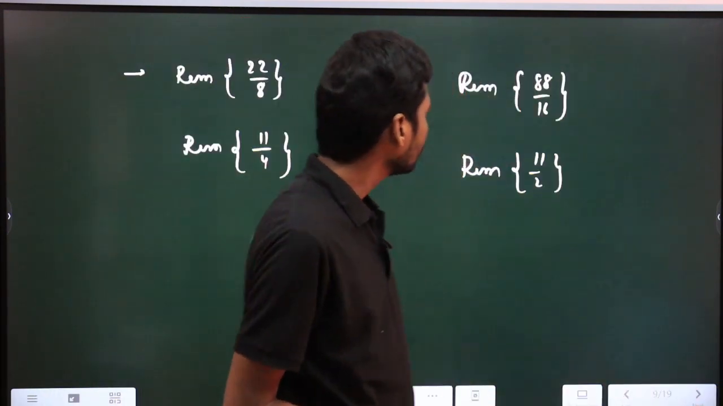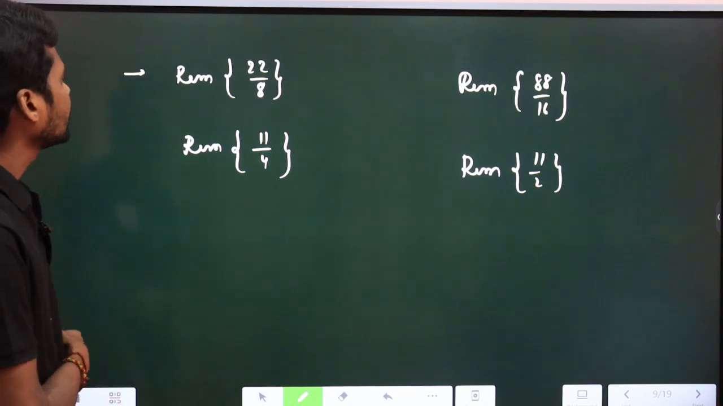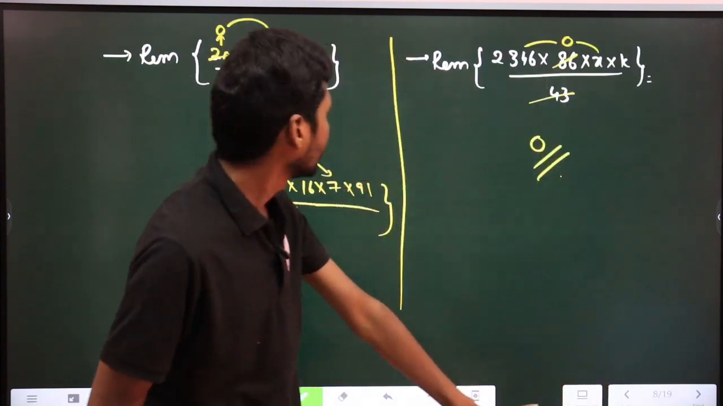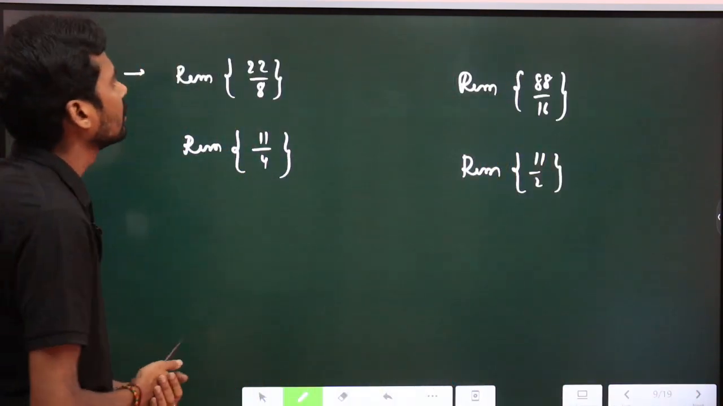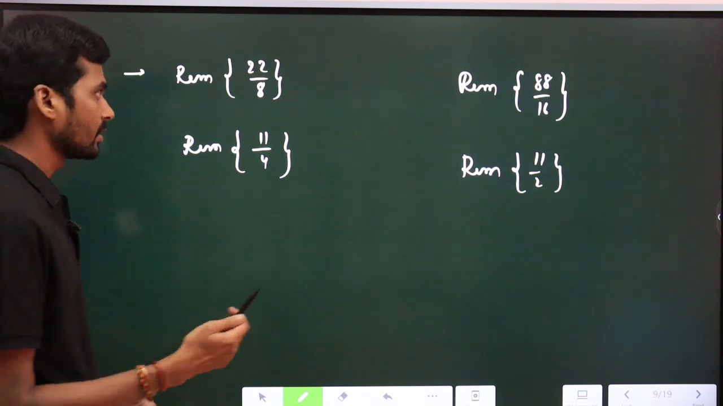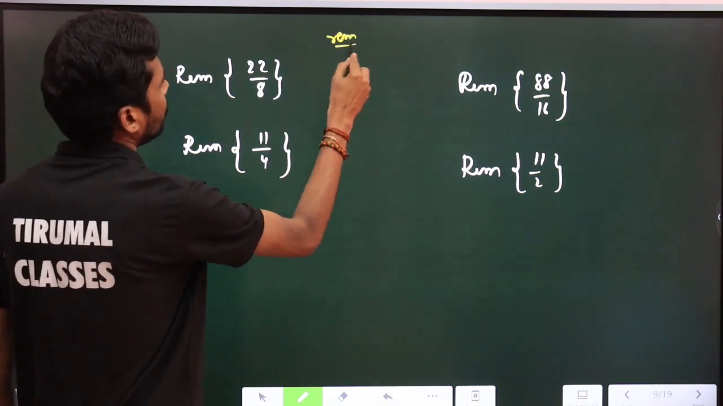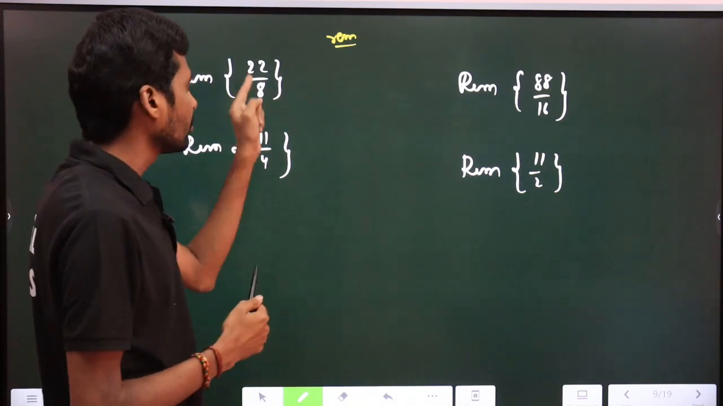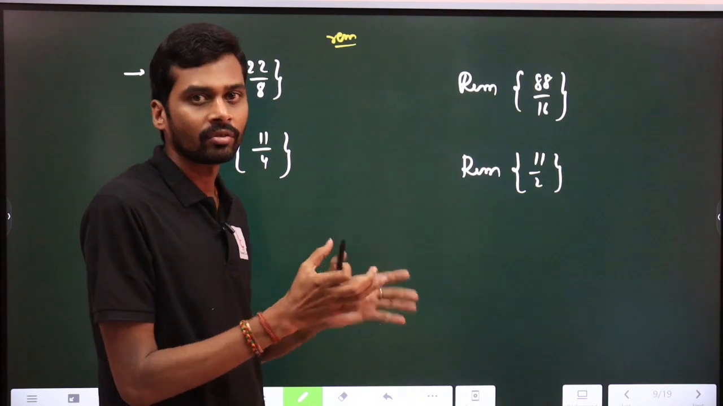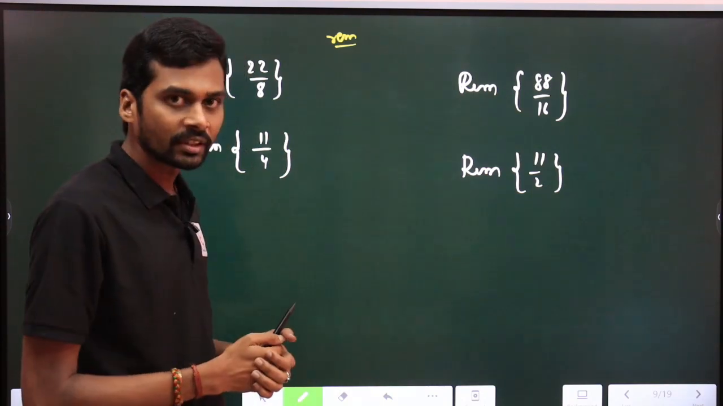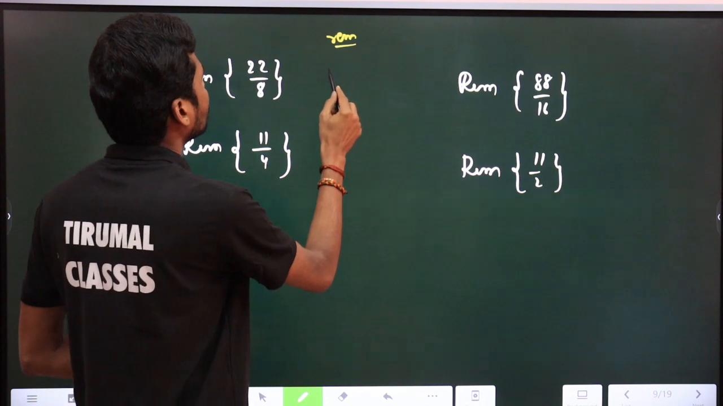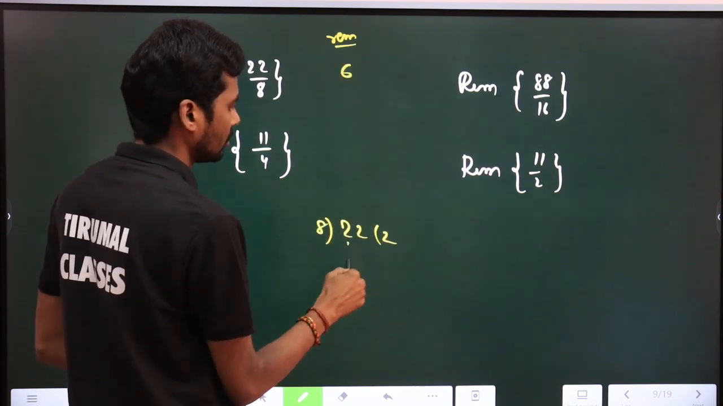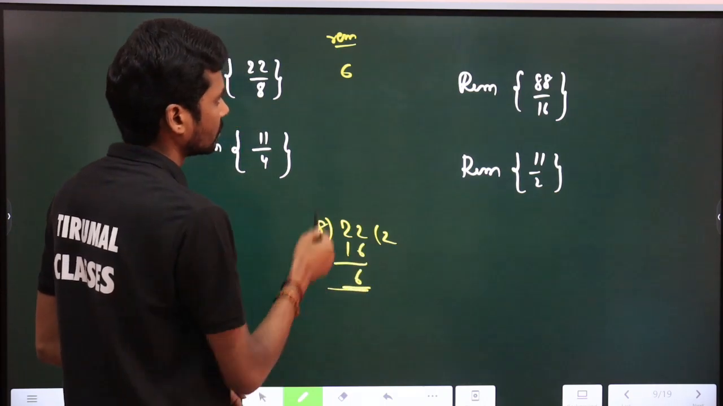And next, let's take this: what is the remainder when 22 is divided by 8? 8 times 3 is 24, which is more than 22, so I just confine to 8 times 2, which is 16. 22 minus 16 is what? 6. The remainder is 6.